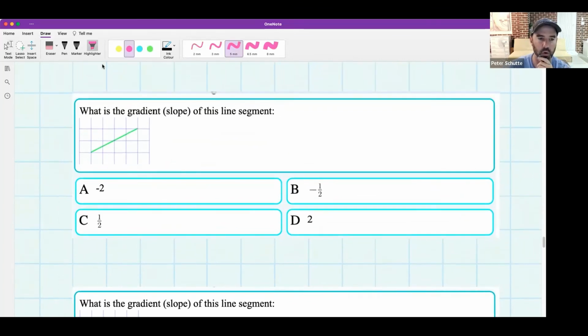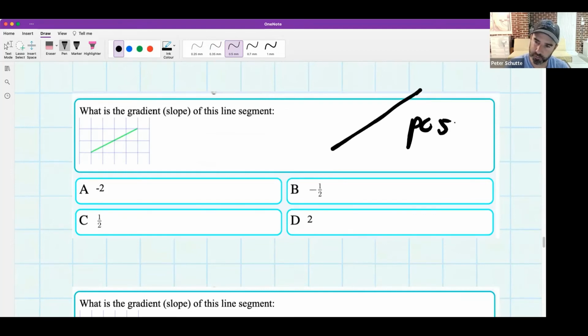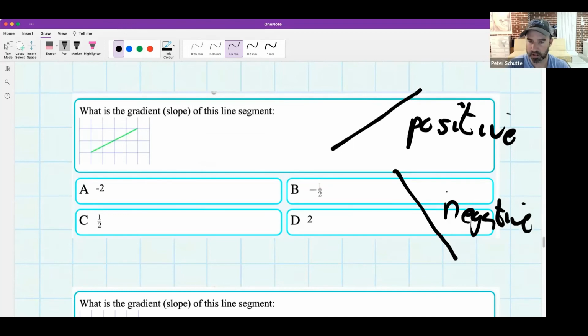I want you to tell me which of the 4 options for gradient. So first of all, if you go back to grade 9, gradients that go like this are positive. Also, lines that go like this have gradients that are positive. And if a line goes like that, it's negative. So I think we can already cross out those 2 because it looks like a positive line to me. But which of those 2 is it going to be?